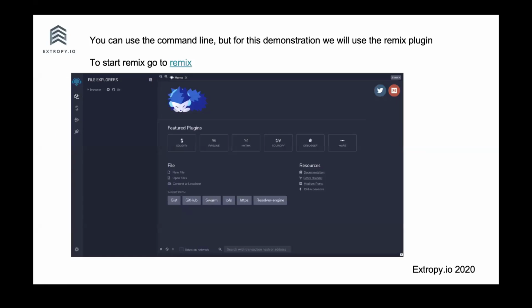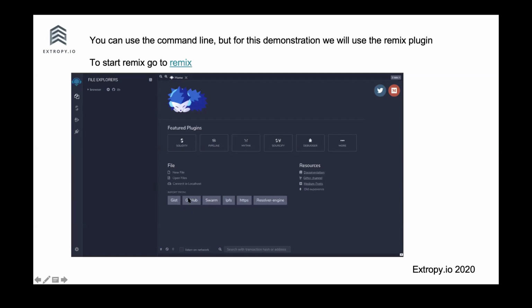They've introduced a plugin in Remix, which makes the whole thing a great deal easier. You can use a command line for this, but it is easier to do it in Remix. So I'll go through that very quickly. Apologies for the noise in the background.